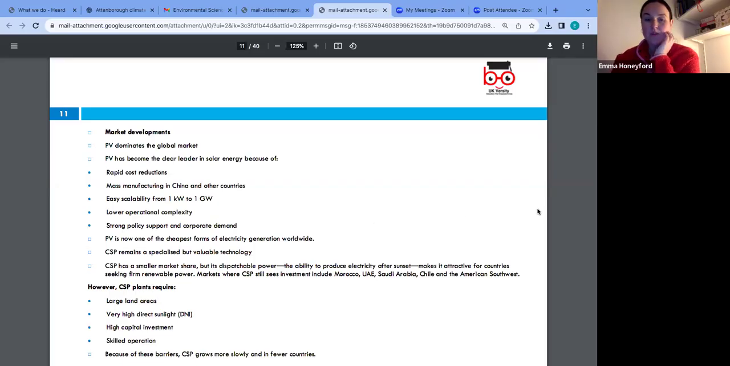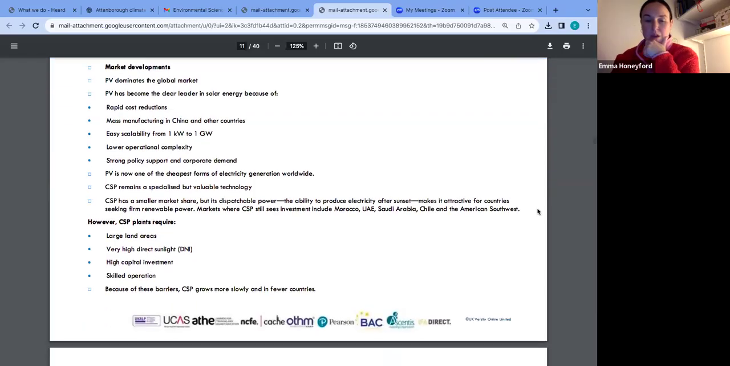So PV is now one of the cheapest forms of electricity generation worldwide. CSP, in contrast, remains a specialised but even so valuable technology. CSP has a smaller market share, but its dispatchable power, the ability to produce electricity after sunset, makes it attractive for countries seeking firm renewable power. In countries with hotter climates, this is the preferred option. So geography counts again.